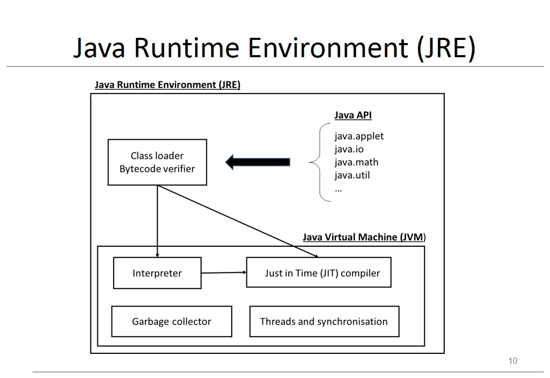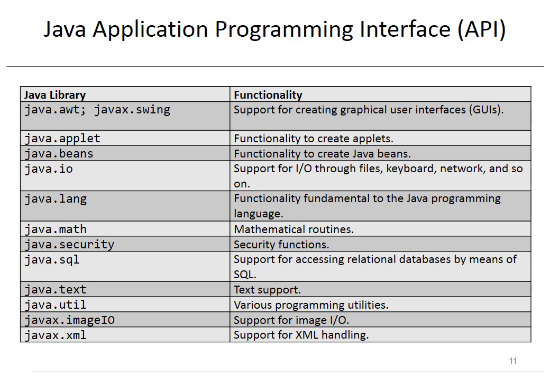Here you can see the outline of the JRE and how the various components interact. Let's get into some more detail. The Java Application Programming Interface, or API, provides you with predefined functionality, offered by means of Java components grouped into libraries. Here you can see some examples.